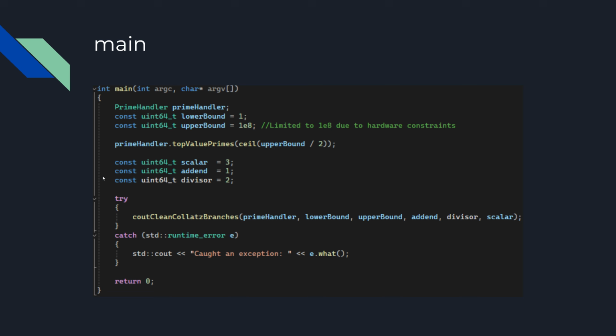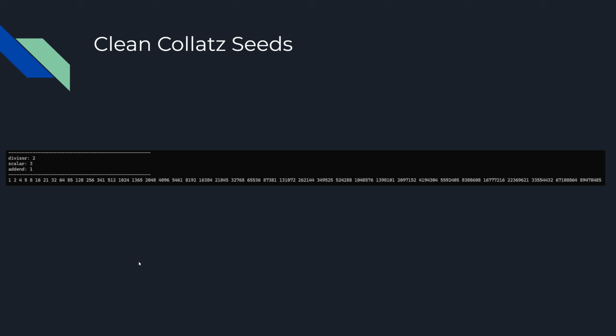So we're going to have the inputs here, the scalar, addend, and the divisor declared, the 3x plus 1, and then the over 2 part. And then we're going to just feed all this into that wrapper function I mentioned earlier. And if the error that I mentioned, that overflow, happens, we're going to catch it and then display that to the user. And now we have the output.